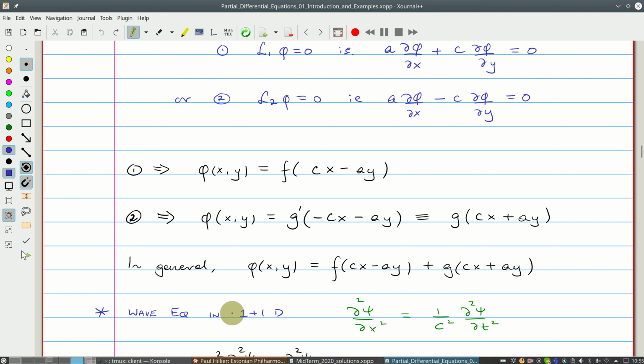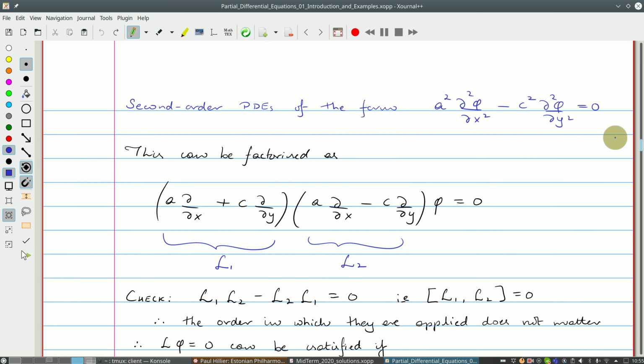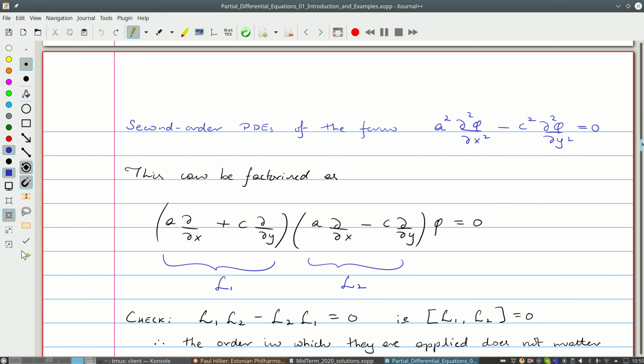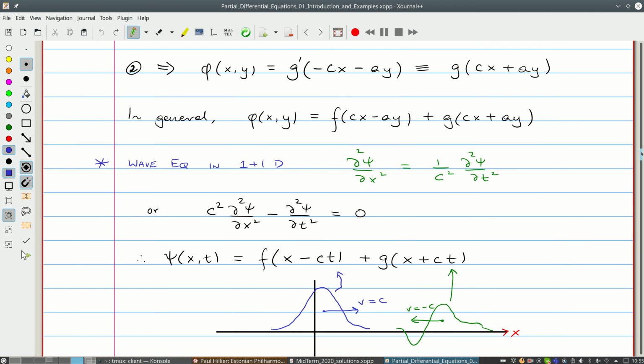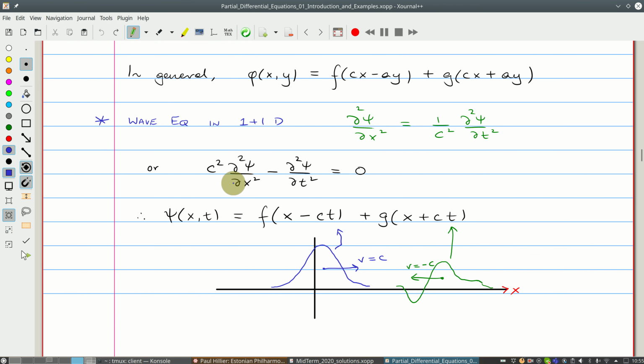Because one of our physical equations is the wave equation. And if you're looking at the wave equation in 1 plus 1 dimension, where I mean one spatial dimension and one time dimension, then this equation is of the form given above. So we can use these ideas now to write down our solutions to the wave equation. We put it into the form we had above, and this gives us our solutions psi of x and t as some function f of x minus ct plus some function g of x plus ct.